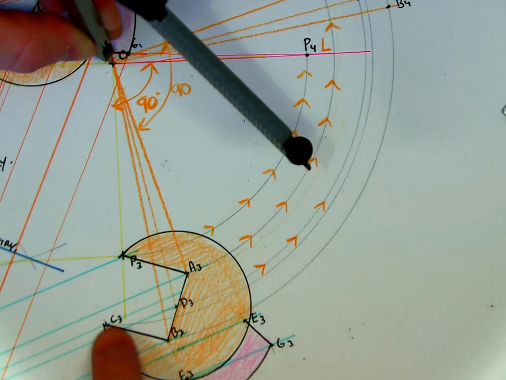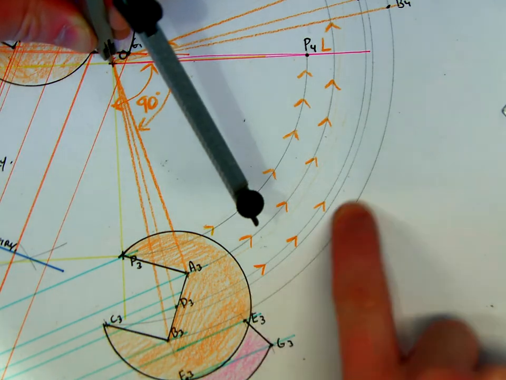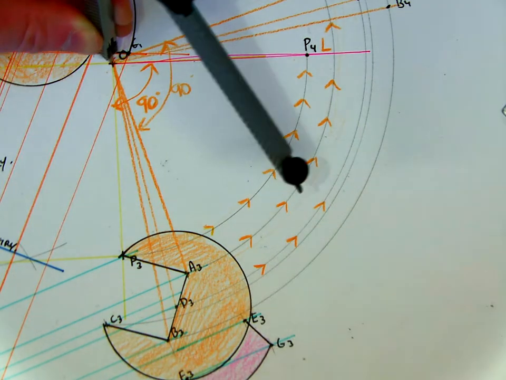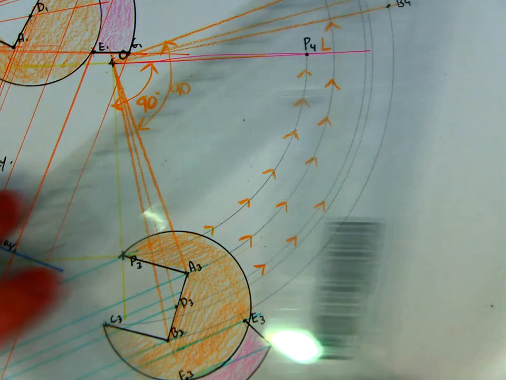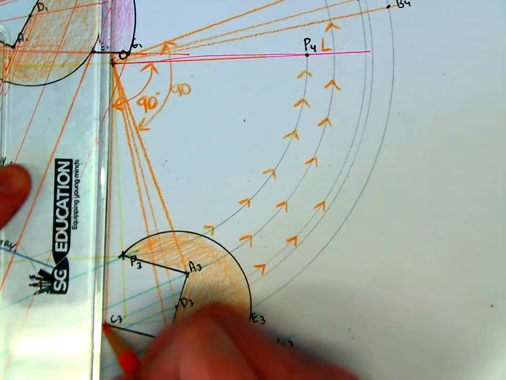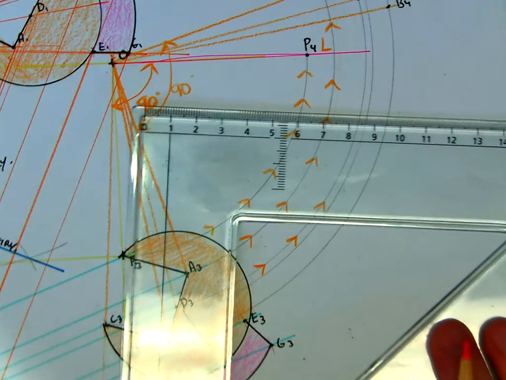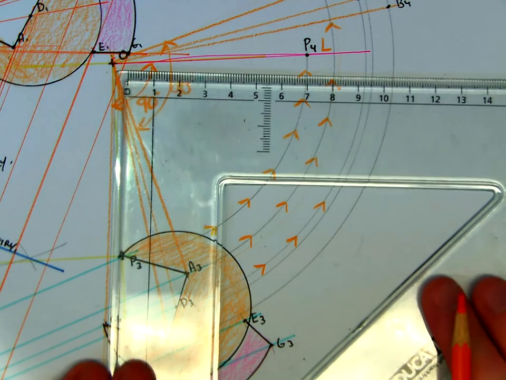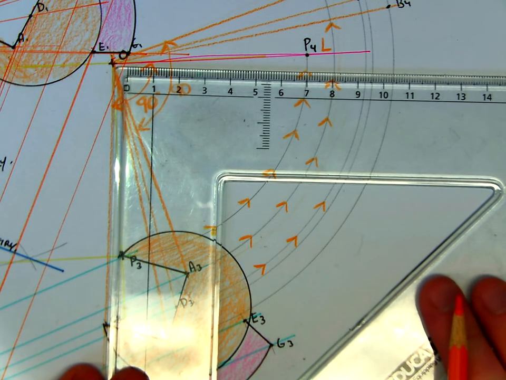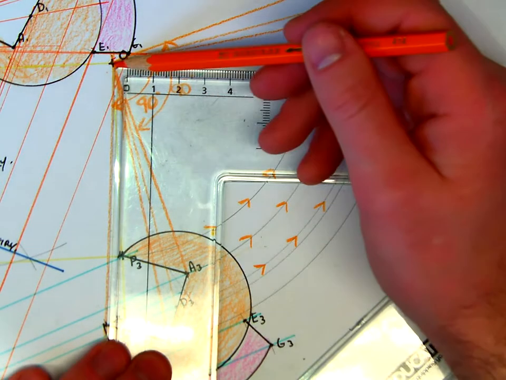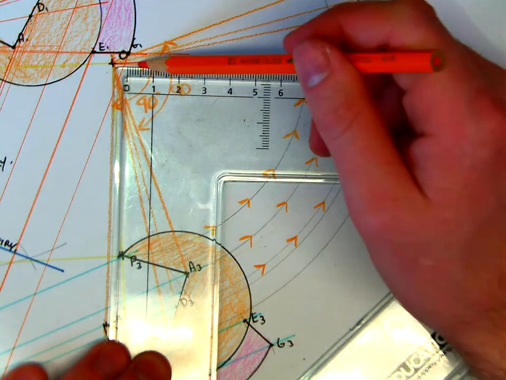So from C3, I'm swinging an anti-clockwise curve. It's just outside the D3 curve. So I draw a line from C3 to O. I line up the line from C3 to O on my set square. I make sure the 90 degrees is touching the corner at point O, and I come out 90 degrees.